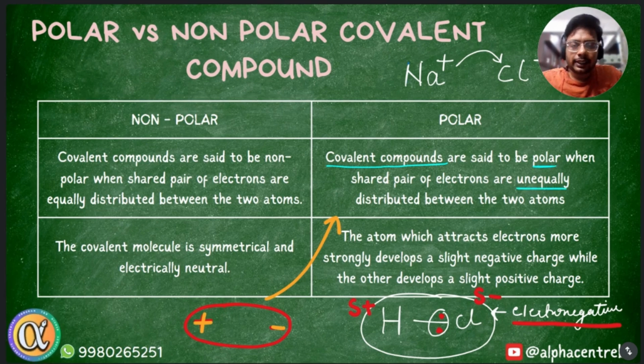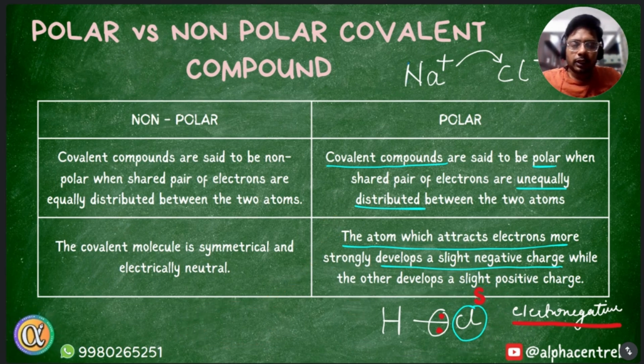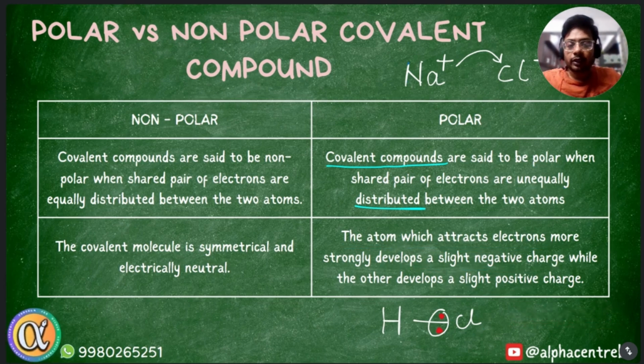So they are not right in the center. Rather, the pair is more close to one atom. The atom which attracts the electron more strongly, like in this case chlorine, develops a slight negative charge, while the other develops a slight positive charge. So hydrogen has a slight positive charge. This happens therefore when atoms having different electronegativity combine together, meaning one is more electronegative while the other one is less electronegative.